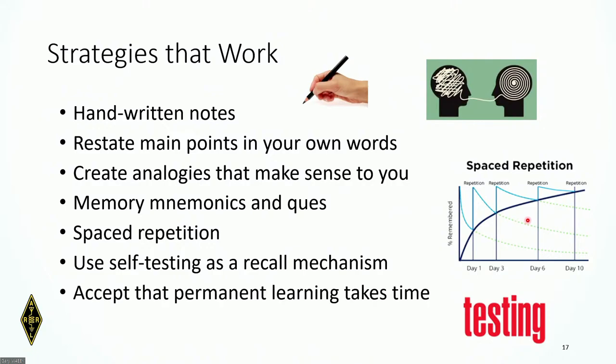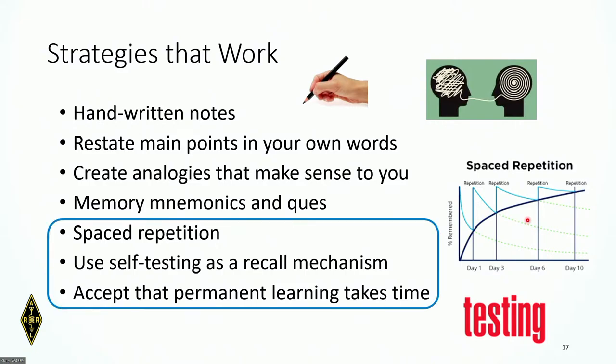And then accept that permanent learning takes time. It'll take more than once through some of this stuff in order for you to get it. The three that are absolutely critical are the ones in the box here: spaced repetition, use self-testing, repeated self-testing, and accept that it's going to take some time.